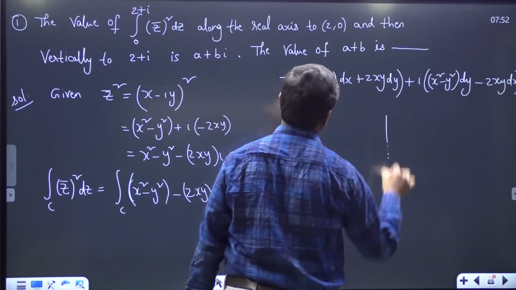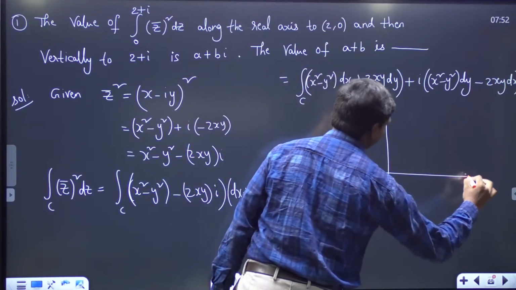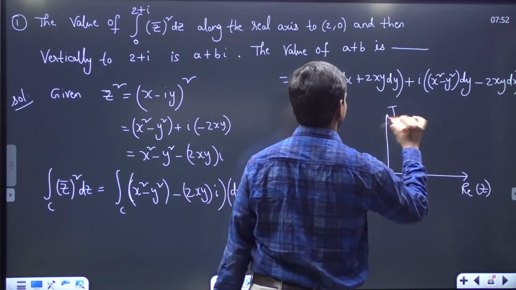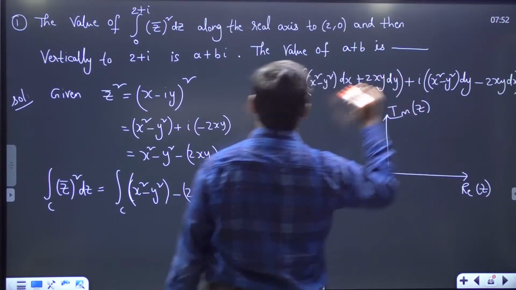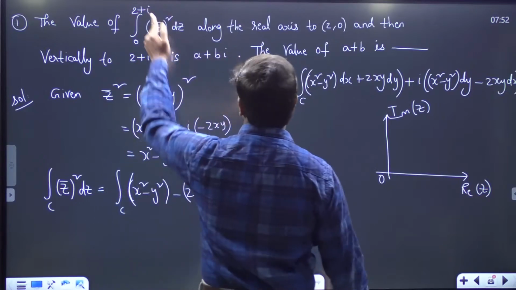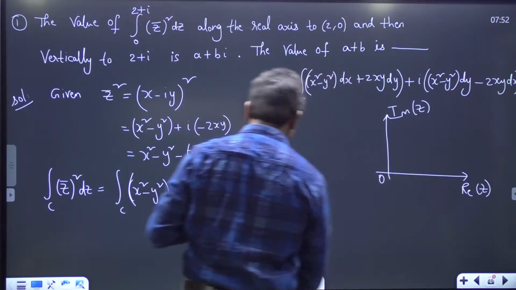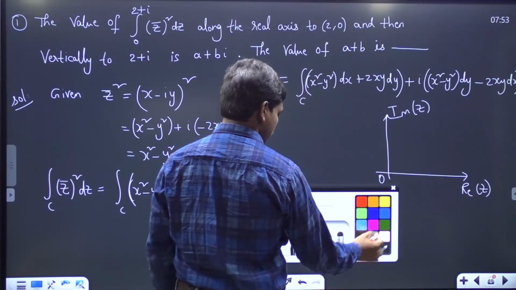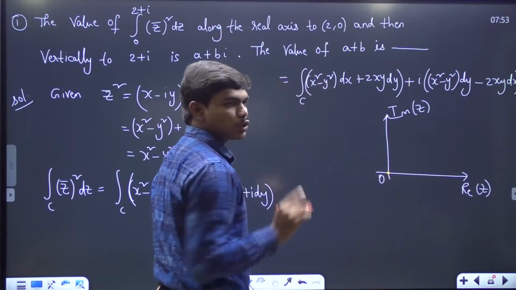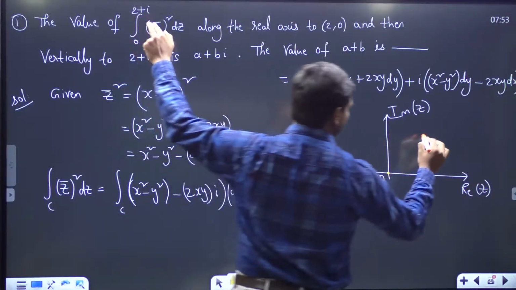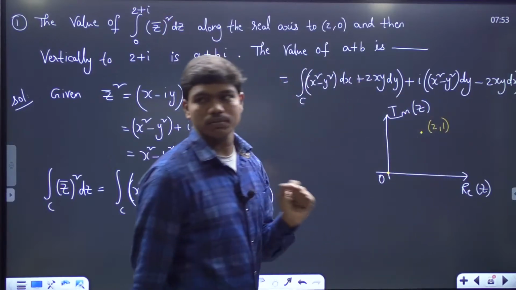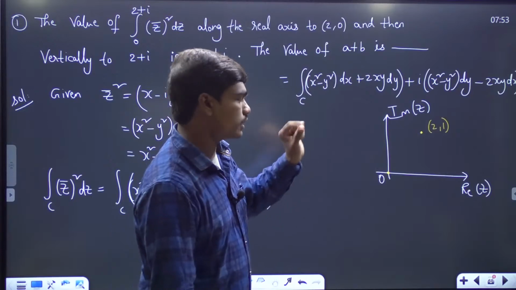Now let us see what's the path c. If you see the integration limits, this is the real axis and this is the imaginary axis, for example. Now the integration is from 0 to 2 plus i. The point 0 comma 0 is the origin itself. Let me change color so you can see the things. This is 0 comma 0, O, correct? Now let us suppose this point 2 plus i denotes the point 2 comma 1 in the Argand plane. Yes or no? Because the complex number x plus iy will represent the point x comma y in the Argand plane.